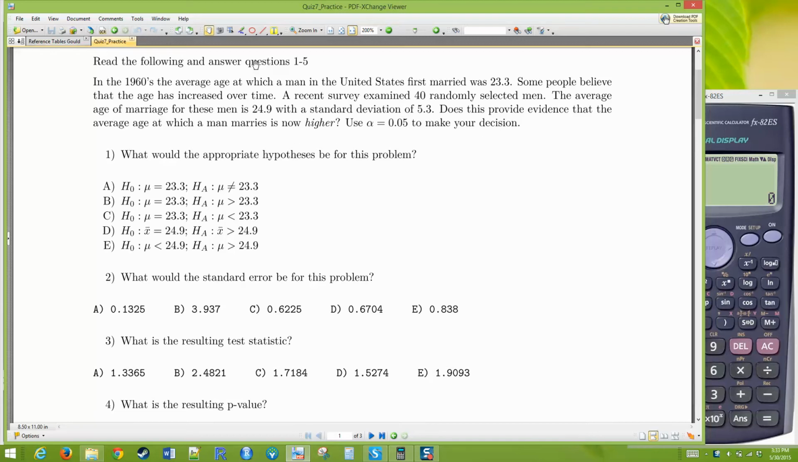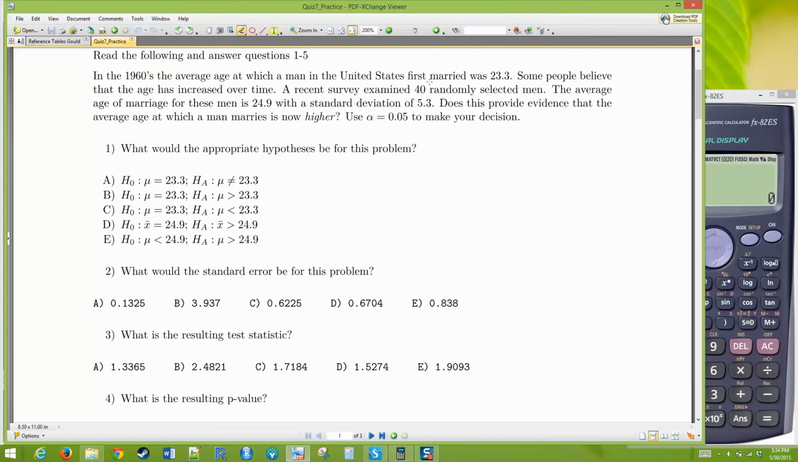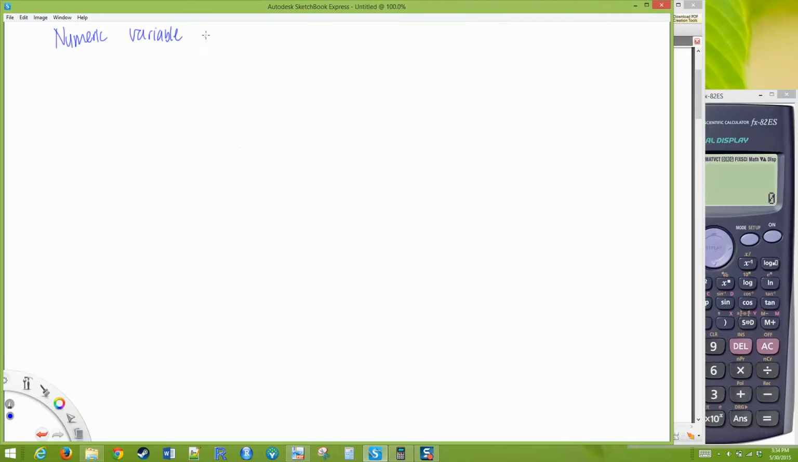Okay, well, the first thing we should establish is that in this problem, we are dealing with a numeric variable, which is the age at which a man first marries. So we have a numeric variable. And we have taken only one sample. We have one sample of 40 randomly selected men. So this helps establish a few things.